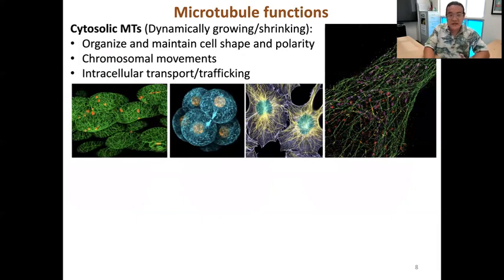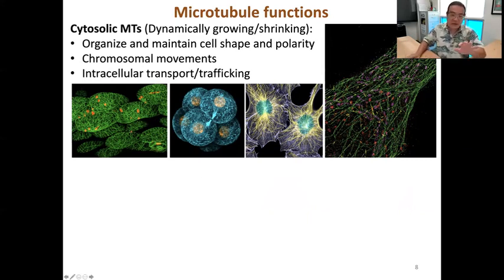So microtubules then can have various functions. You can have cytosolic microtubules that dynamically grow and shrink. So these would be the ones like we just looked at during mitosis. They make up the spindle fiber. They organize and maintain cell shape and polarity. They're also responsible for the chromosomal movements during mitosis. And importantly, these microtubules can serve as sort of highways or different roads within the cell on which intracellular trafficking and transport can happen.